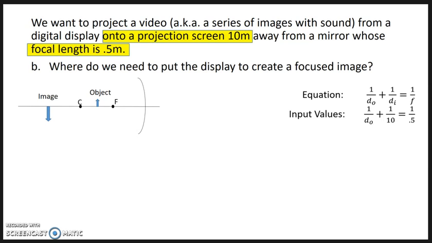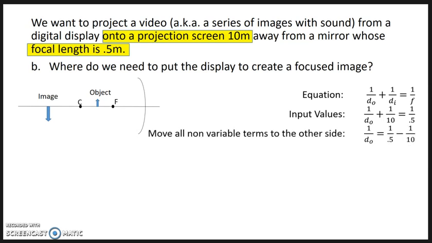A special little note, if you have different units here for the projection screen and the focal length distances, you have to put them in the same units. You have to convert. We won't deal with that often, but in case you ever see it, note to convert, everything has to be in the same units.